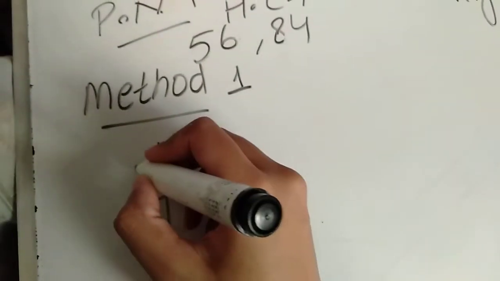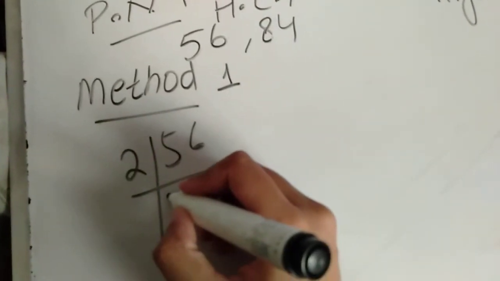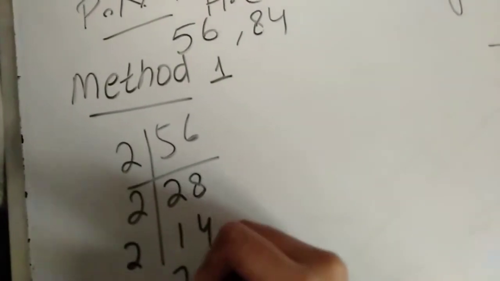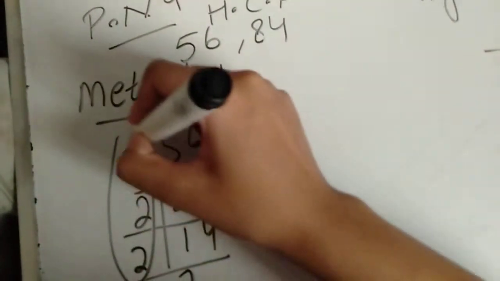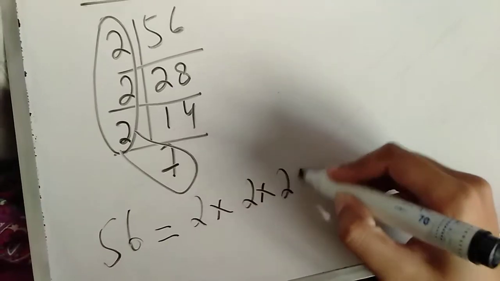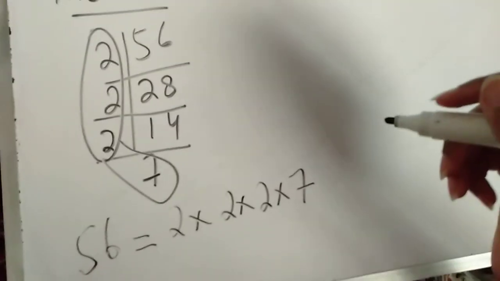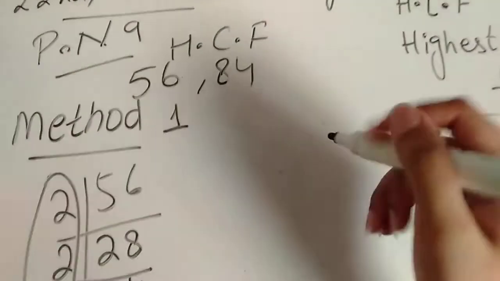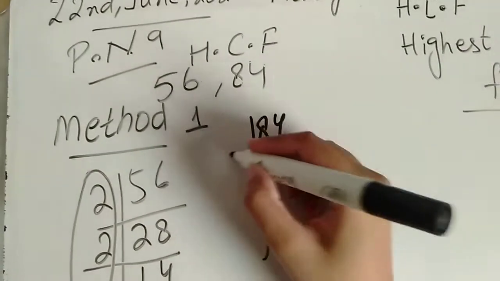So 56, the prime factor is... 7 is also a prime factor of 56. So the prime factors of 56 are 2 into 2 into 2 into 7. Now for 84, we will find the prime factors of 84.